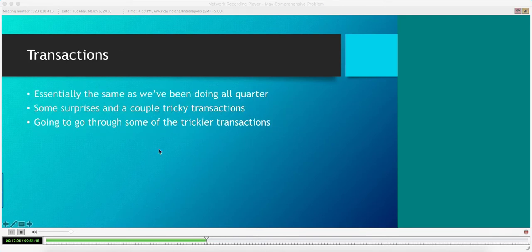So again, the transactions are essentially what we've been doing all quarter, no surprises. And then we're going to go through the 7 transactions that I think are the most confusing for students based on the percentage of time that they have been missed by students.